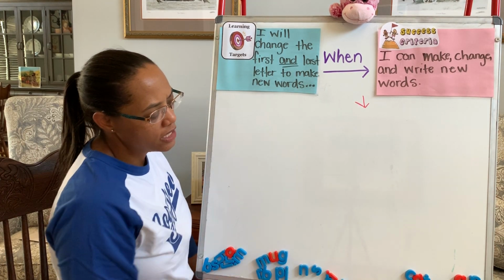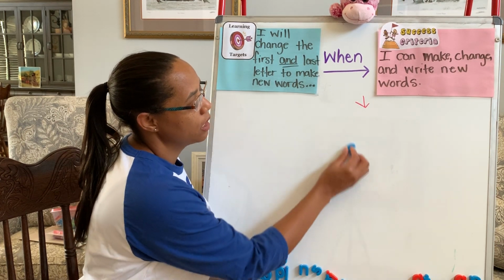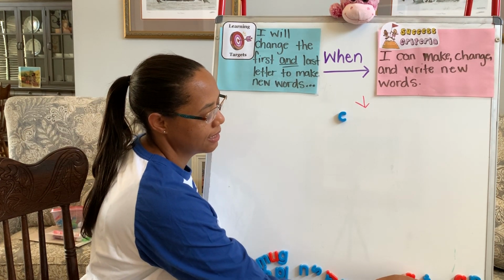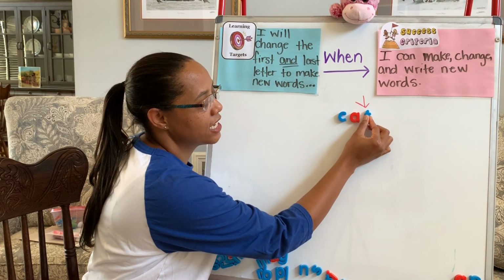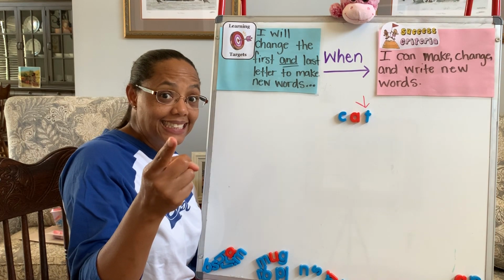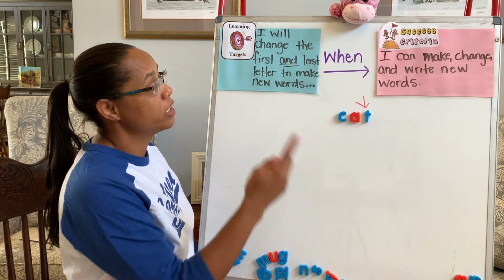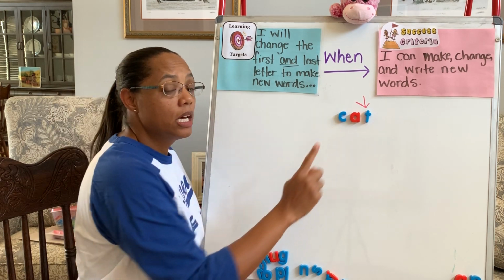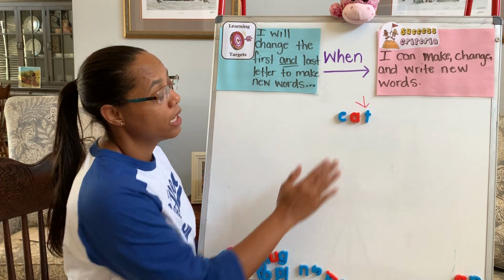So now, let's do, oh, here's a word that you guys know for sure. K. At. What word is that? You got it. It's the word cat. So now, remember, we're changing the last letter to make new words. We're going to make it, change it. So, here we go. We made it.